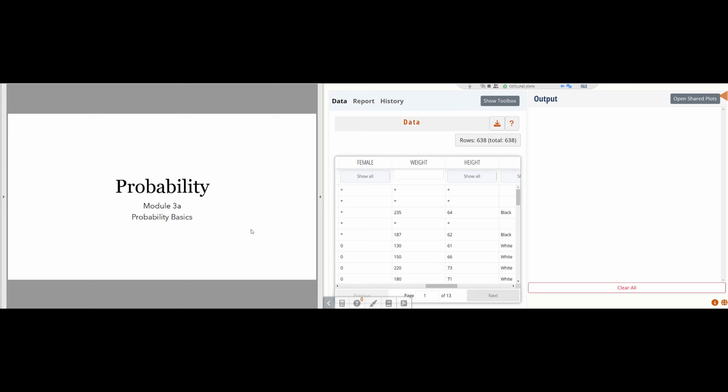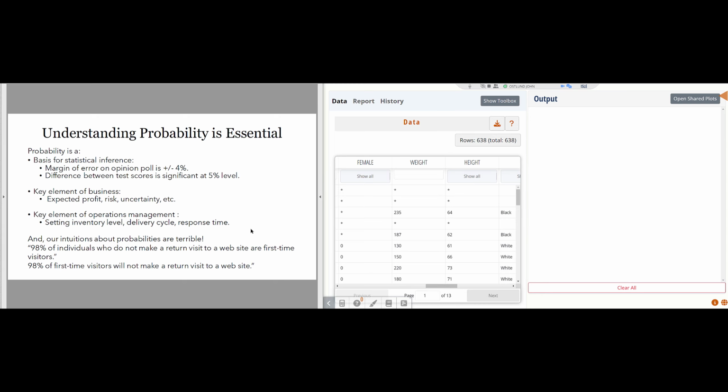Okay, so in Module 3, we're going to take a look at probability and probability calculations. We'll start out here with basics in Module 3a. Probability is important for a whole variety of reasons.